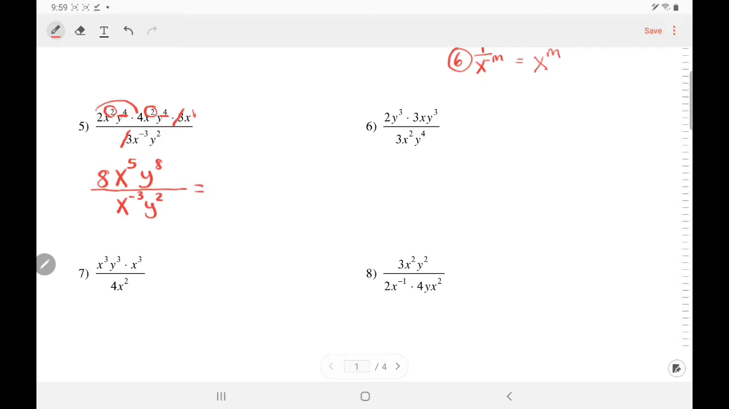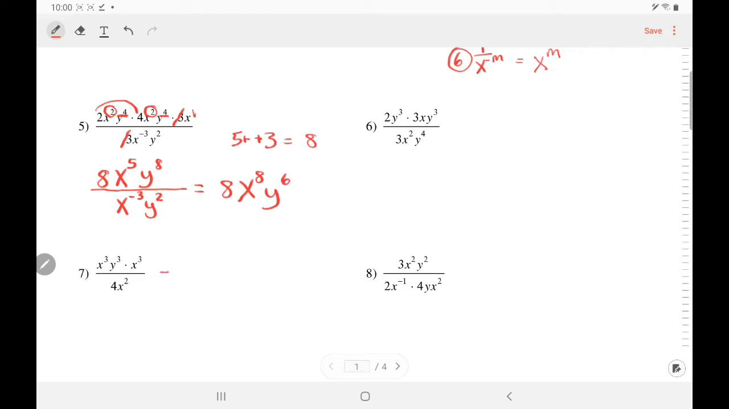Now let's use property 2. In division of like bases, you subtract exponents. So 5 minus the -3 is 8. So you have the coefficient 8, the x, and then we subtracted it and we got 8. And again, subtract the exponents of y. 8 minus 2 is 6.